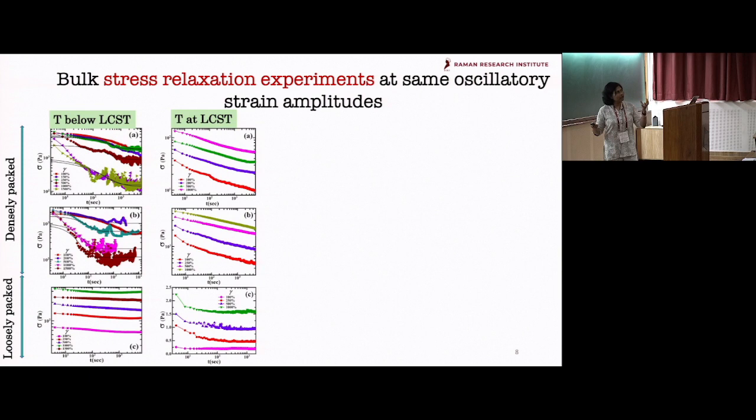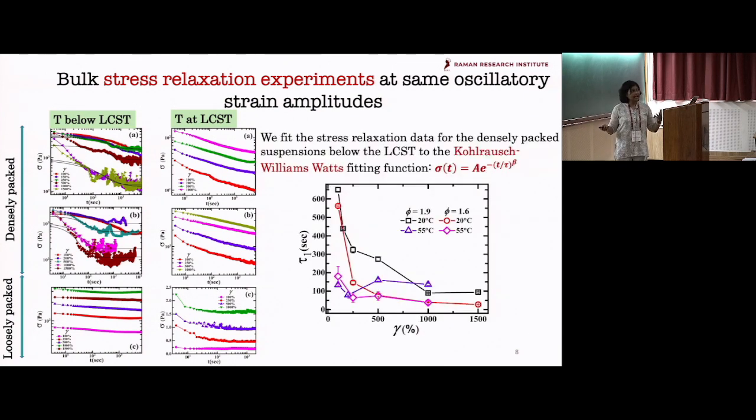However, remember, we are also doing simultaneous rheology experiments. So at those same oscillatory strains, we see that the bulk stress response actually speeds up. This we know by fitting the stress response data of the very closely packed samples, when the particles are maximally swollen, to a model that we often use for glassy melts.